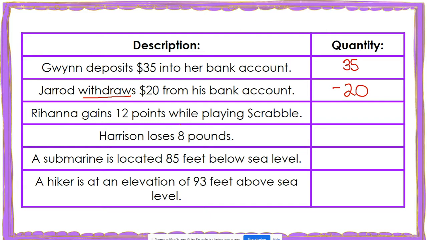Rihanna gains 12 points while playing Scrabble. If Rihanna gains 12 points, that means that her score is increasing by 12. If it's increasing, then that is a positive value of 12.